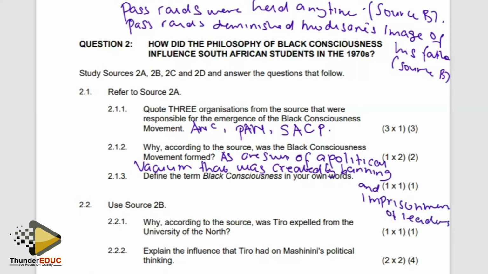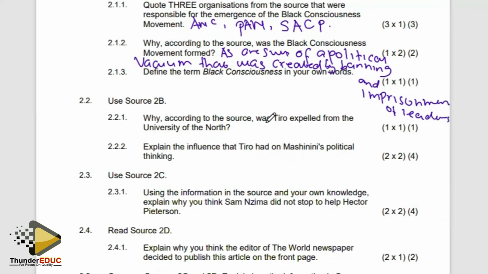Right, use source B. Why, according to the source, was Tiro expelled from the University of the North? Okay, that is our question 2.2.1. Okay, let's go back to 2.1.3. Define the term Black consciousness in your own words.